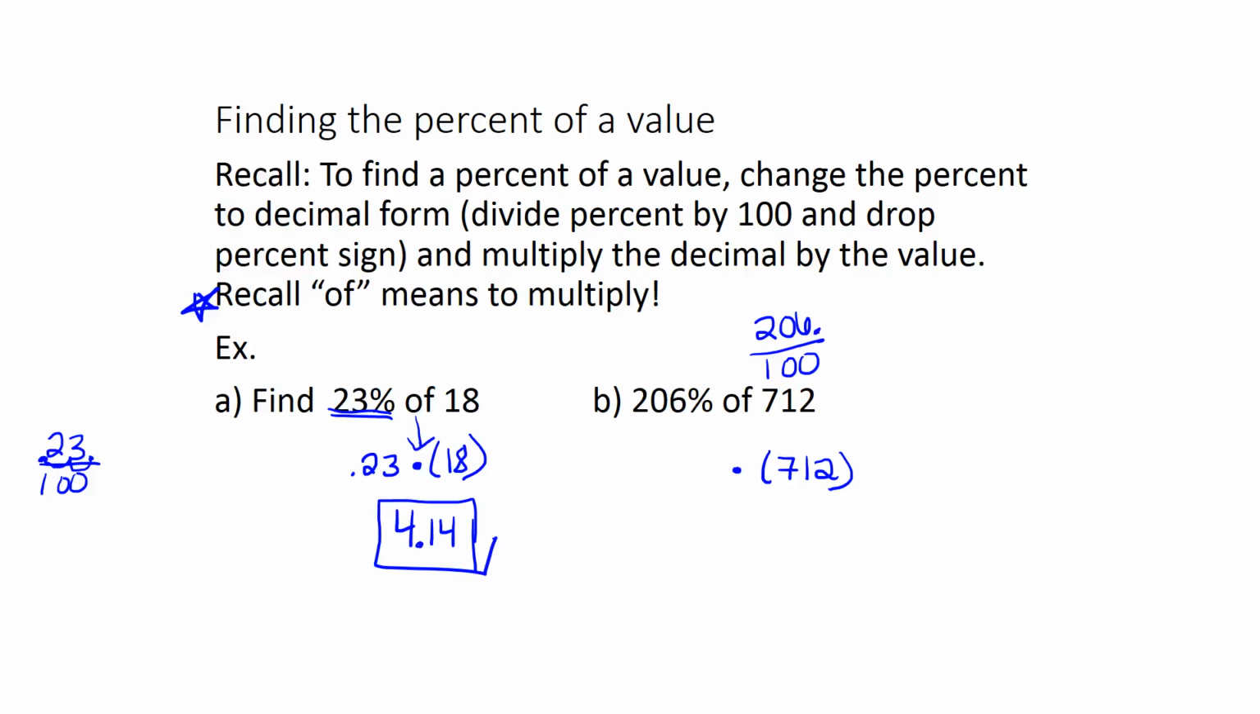If there is no decimal in the number, it's assumed to be at the end. So if we divide by 100, it moves it over 2 places. So that's 2.06, which makes sense because we know that 100% is 1. So 206% better be 2 and something. So if you do 2.06 times 712, you get 1466.72.